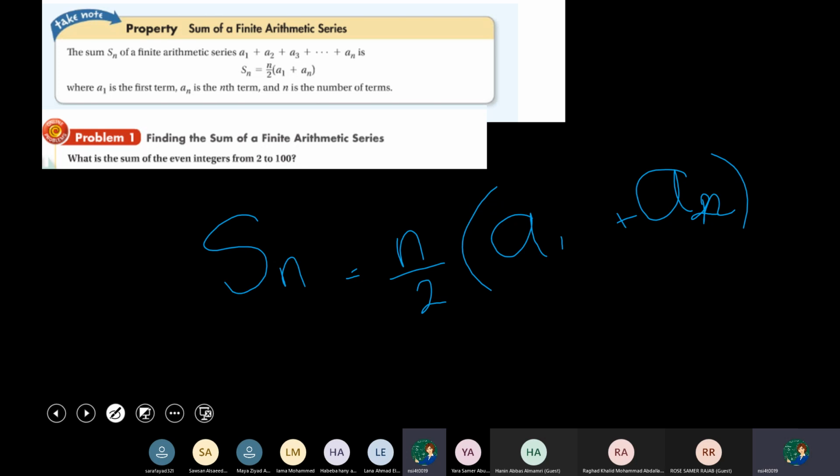So the summation of any number of terms of a sequence or series is a sub 1 plus a sub n. That means the first term plus the last term, and I will multiply the summation by the number of the terms divided by 2.